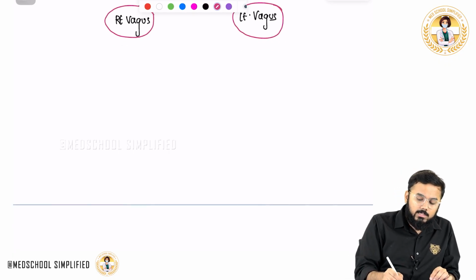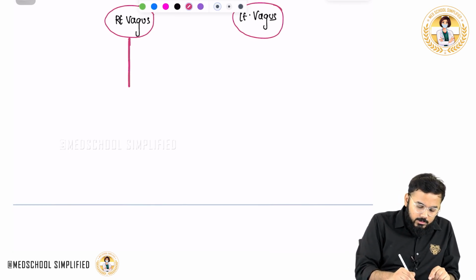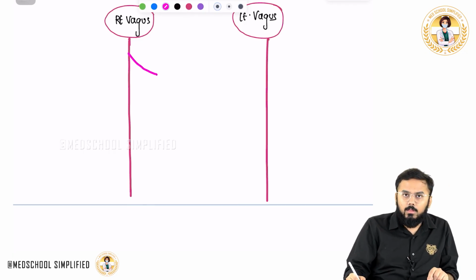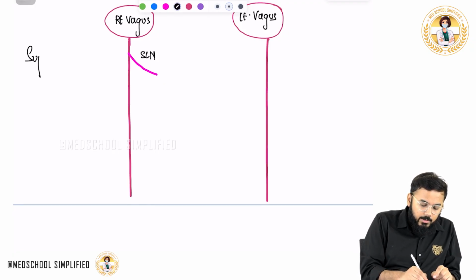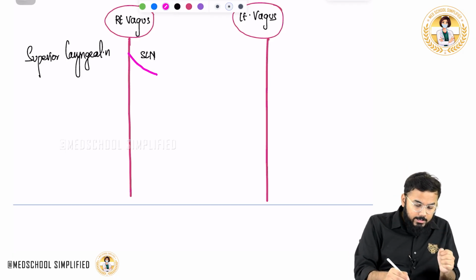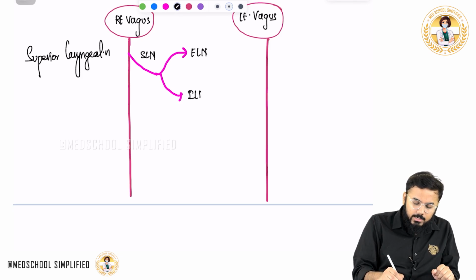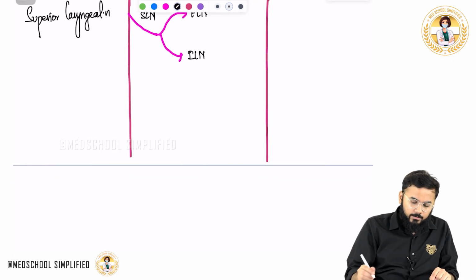Now what is happening over here is that from the right vagus nerve, you see a nerve that is coming. This nerve over here is called the superior laryngeal nerve. And this superior laryngeal nerve is in turn divided into two important nerves. What are those two important nerves? One is called the external laryngeal nerve, another one is called your internal laryngeal nerve.